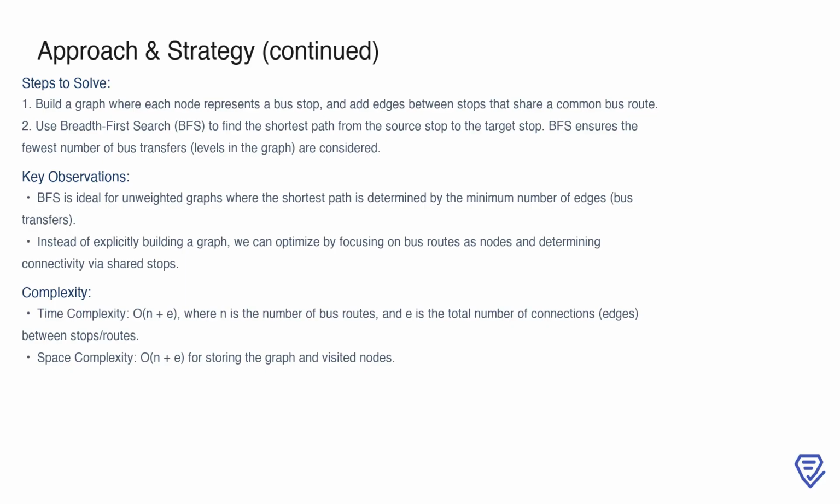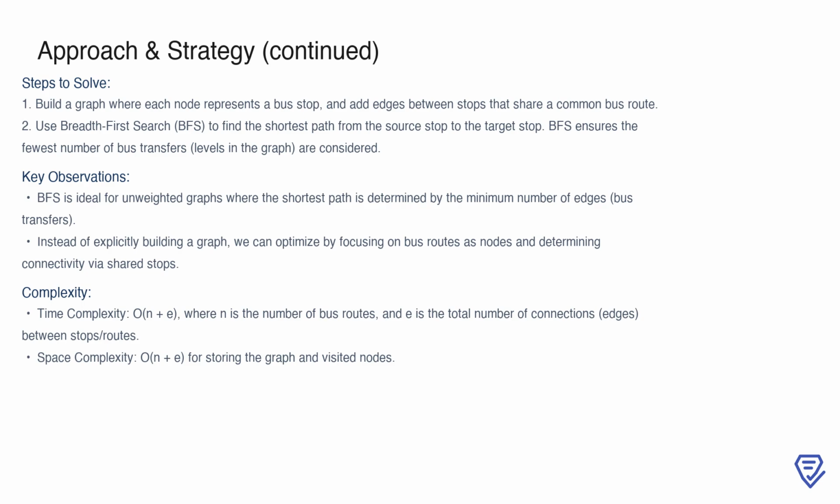A key insight here is that instead of explicitly building a graph where stops are the nodes, we can optimize further by treating entire bus routes as nodes. In this abstraction, connectivity between routes is determined by shared bus stops. This shift reduces redundancy and makes the graph simpler to navigate.